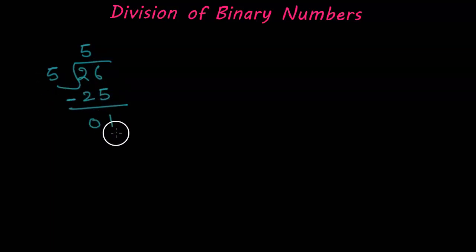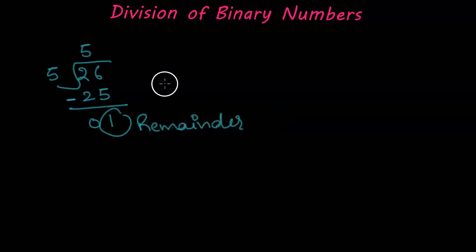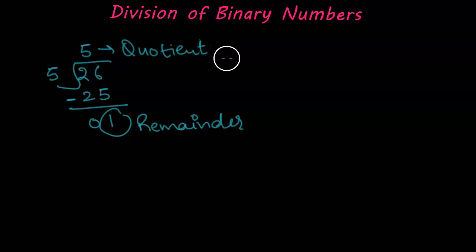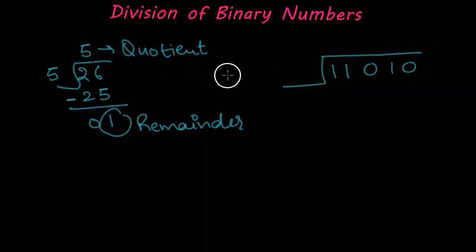And now we cannot move any forward. So this is the remainder. And this is my quotient. And this is how we divide two simple decimal numbers. Now let's do the same division for binary numbers. Now 26 is written as 11010. And then you divide this number by 5 and 5 is written as 101.